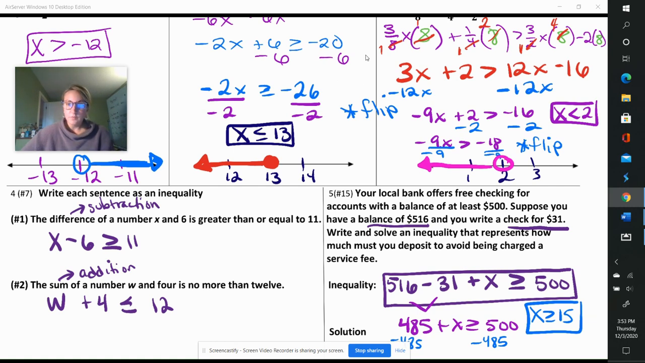That's it for the review Jamboard practice assignment. You have a summative coming up. The summative is on sections 2-1, which is one-step inequalities, through 2-4, which is multi-step inequalities.